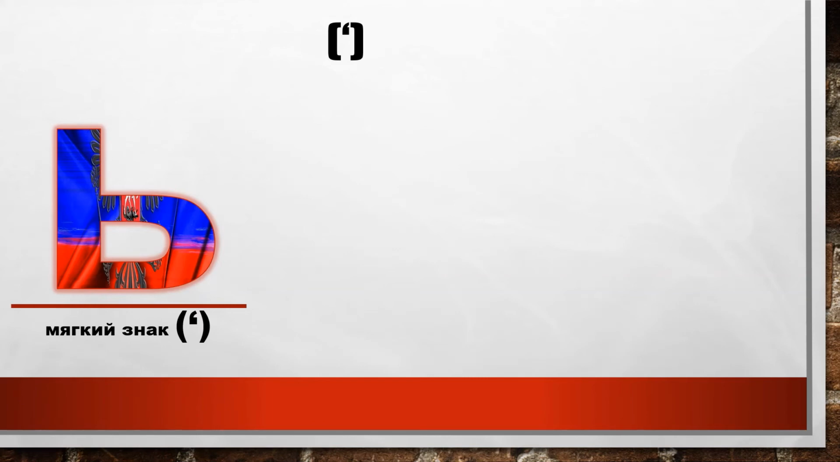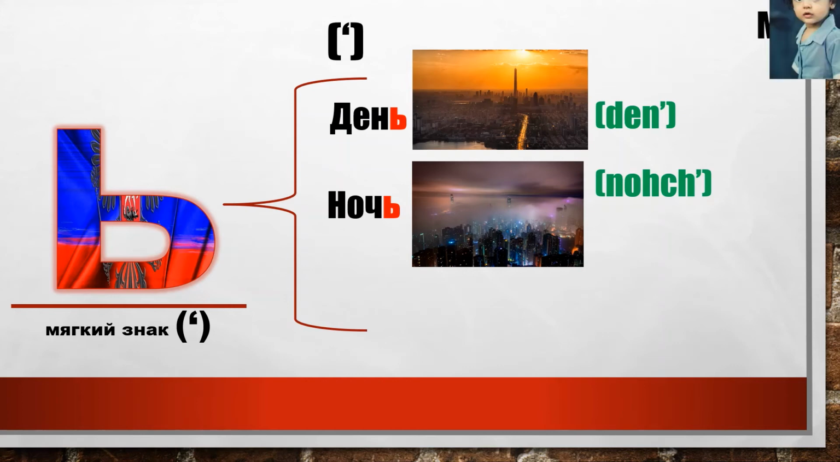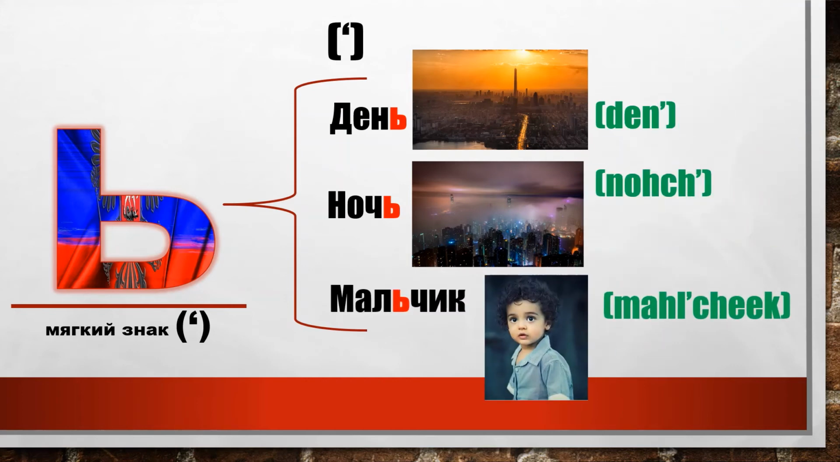The same goes for the soft sign. On its own, it doesn't have any sound, but it's very important in terms of how the consonants next to which it's written are pronounced. So we have день, ночь, мальчик. It softens the consonant next to which it's written. Otherwise, the consonants would be pronounced harder.